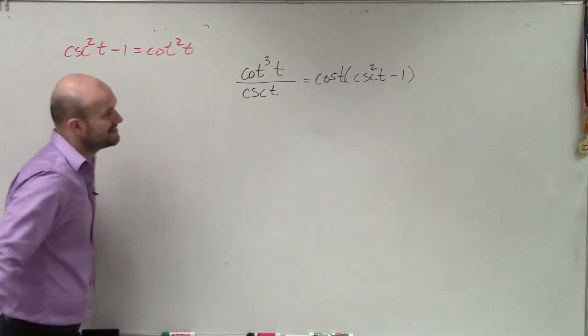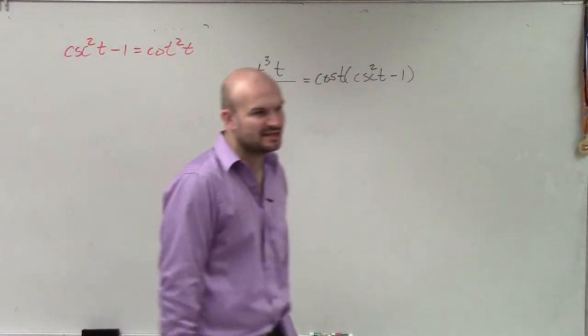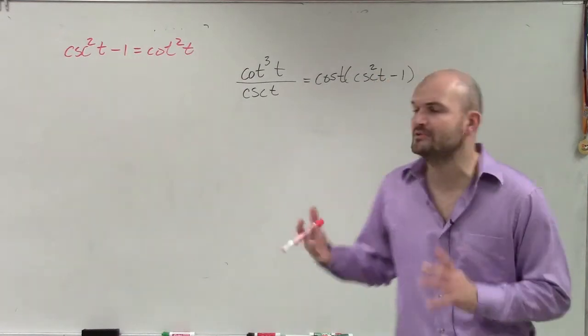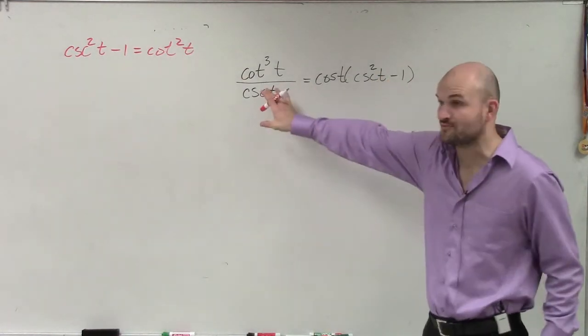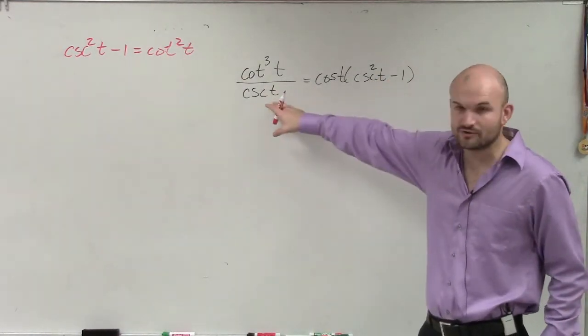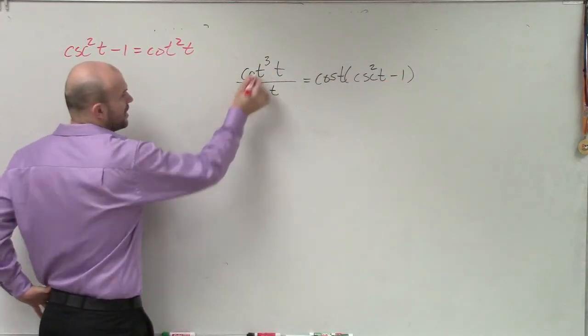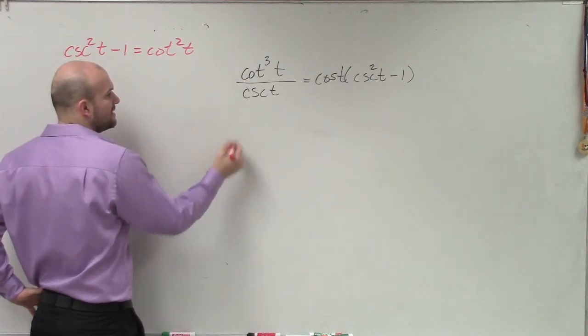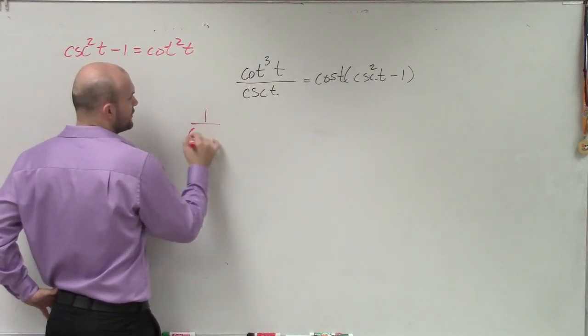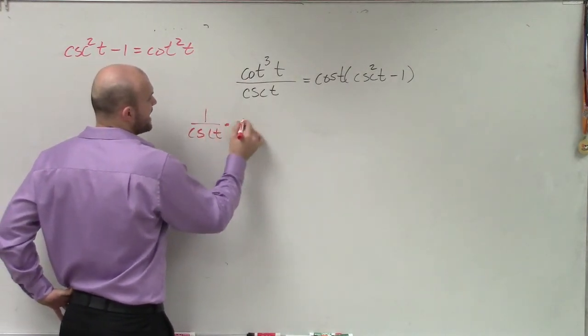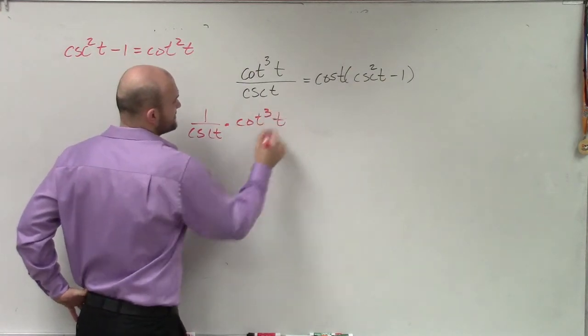So if I was going to look at this, I say, well, let me work maybe on the left side, then the right side. And I can maybe try to see if I can simplify this, because that's rational and that's not. So if I was going to rewrite this as rational, instead of cotangent cubed of t divided by cosecant, I can rewrite that as 1 over cosecant of t times cotangent cubed of t.